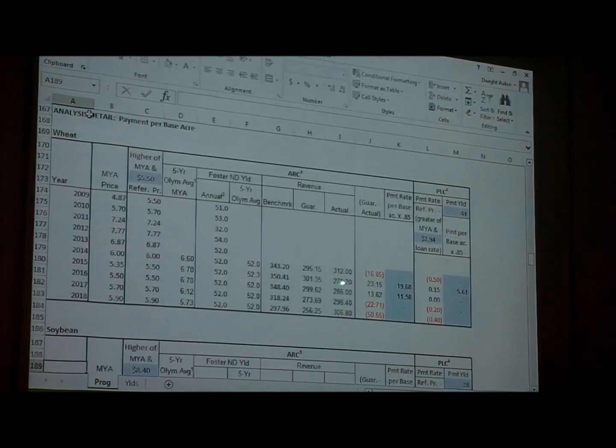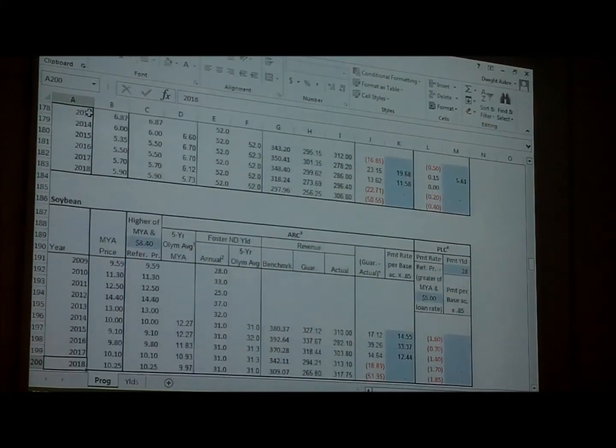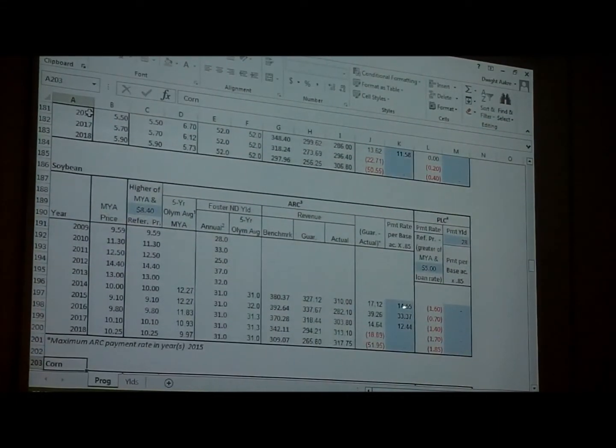But you see in year 2, the actual revenue is 278, the guarantee is 321, and so the shortfall is $23.15. That would be your payment per payment acre, but he's put over here in the next column your payment per base acre. So I take this figure times 85%, because that's the acres that we get paid on. That's wheat.